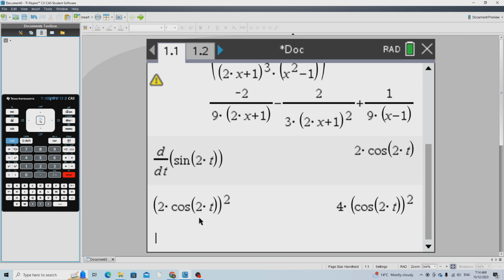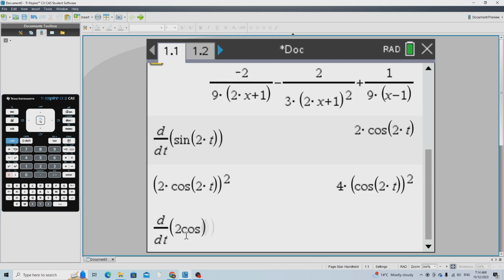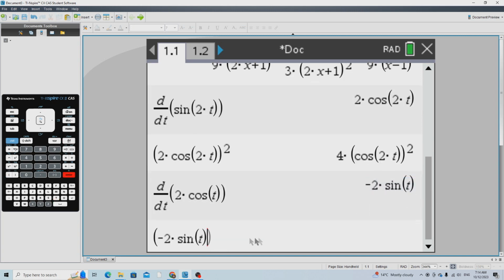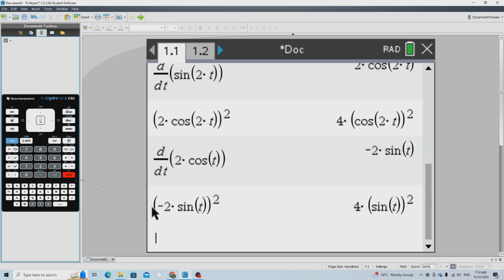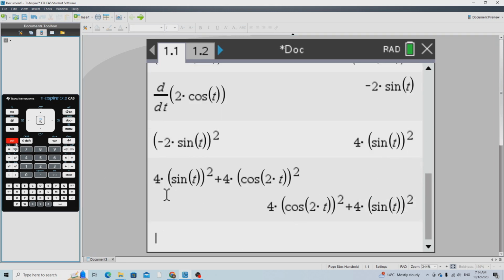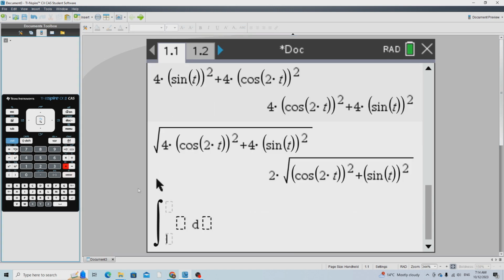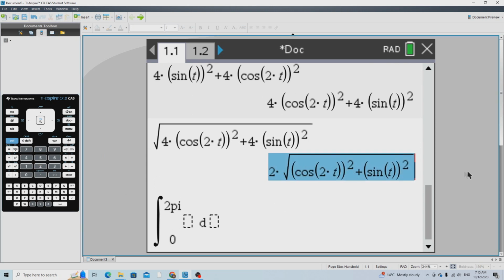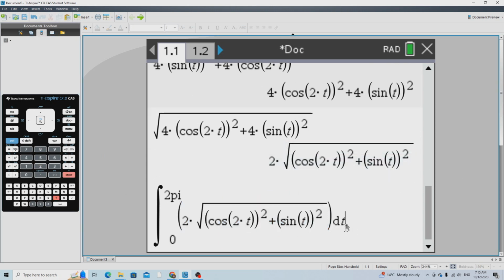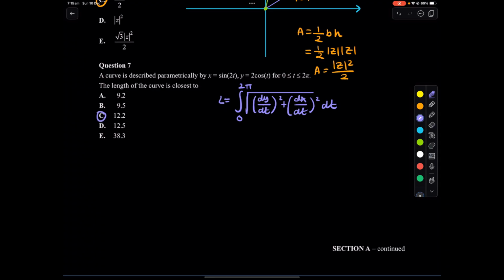What about dy/dt? Well, your dy/dt is going to be 2 cos t, all squared. Perfect. And that gives us this. And imagine adding them together. So that added with this over here gives us this. And taking the square root of those, we get this. And then the integral from 0 to 2 pi of this in terms of t gives us 12.2 approximately. So C should be your answer for that one.